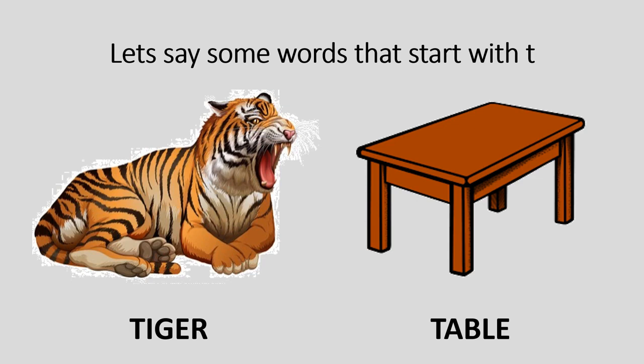Now we are going to say some words that start with the sound T. Okay. So the first word is, can you see the picture? It's a tiger. Yes, it's a tiger. Tiger, our national animal. Now the second word is table.